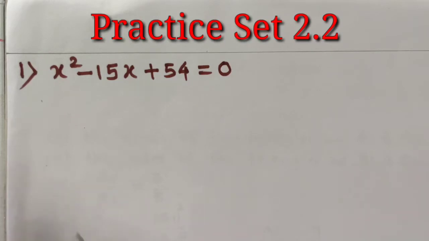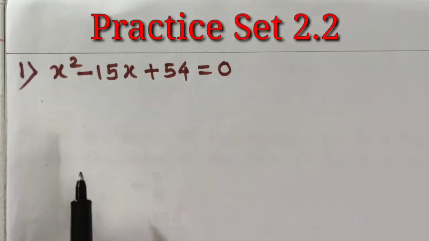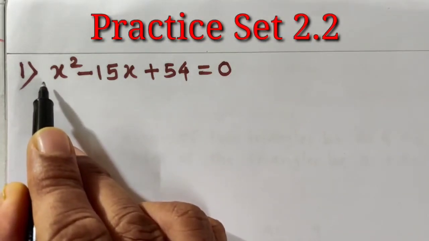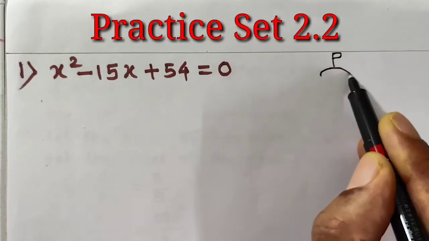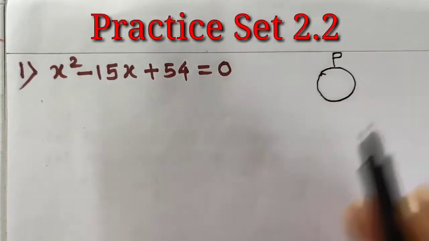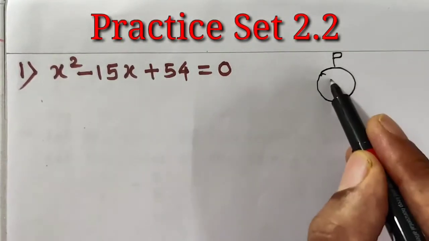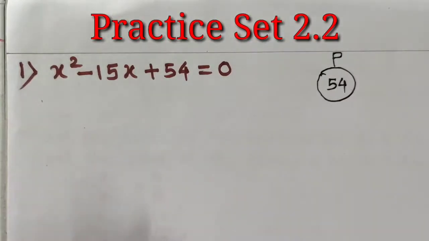In this first sum, the coefficient of the square term is 1 and the last term is positive. So how will we get the product, which we have to write in the circle? Right here, P and a circle, that is our rough work. 1 multiplied by 54 we get plus 54. Write with sign. If it is negative, the product is negative.